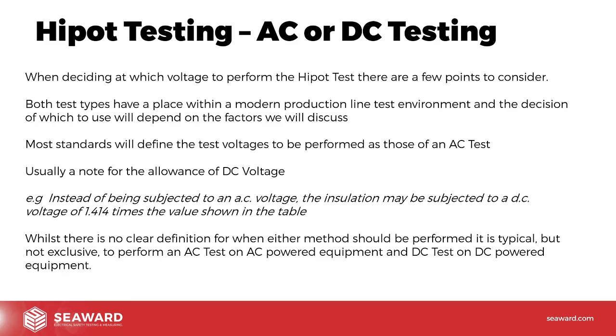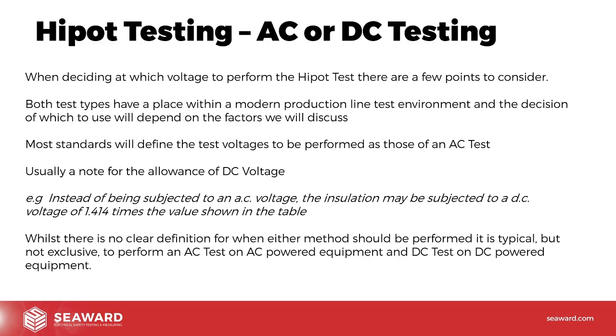So what about AC or DC Hipot testing? Most modern testers will allow you to set an AC or a DC Hipot test. And really, the decision is which one should we use? Now, firstly, when you come into looking at your standard, it's typical that the defined voltages are those for an AC test. So you will notice it will say AC 1500 volts, for example, but there's often a note that allows you to perform DC testing.